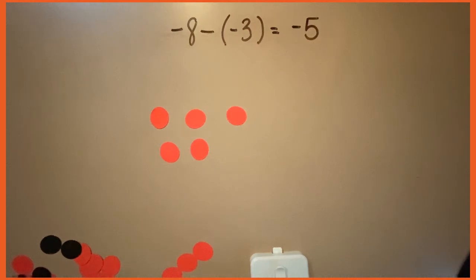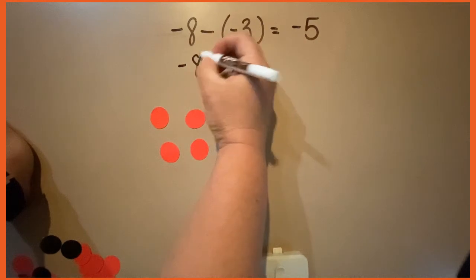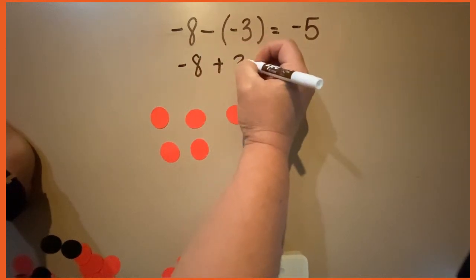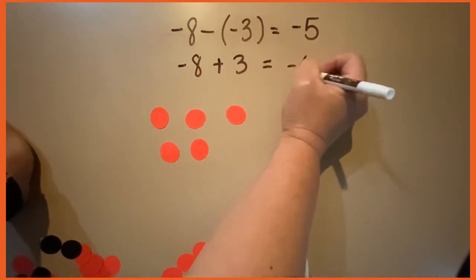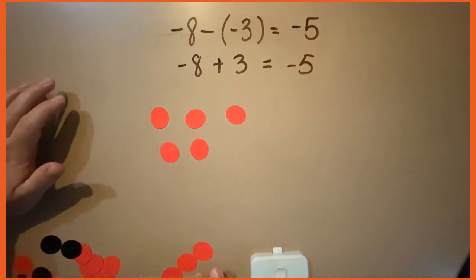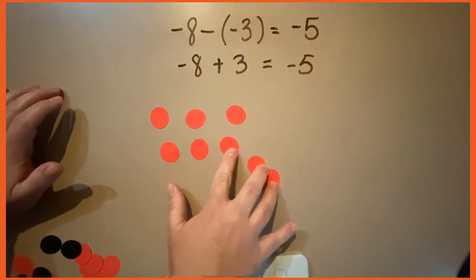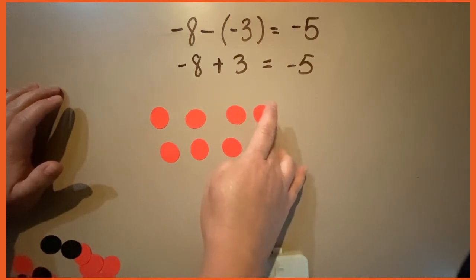Now, if you recall, when we would do this in, say, algebra, we would often say, well, that's just the same as negative 8 plus 3 equals negative 5. Isn't that how we work that? Now, this is why that works. If I have, let me go and put my negative 3 back that I took away.